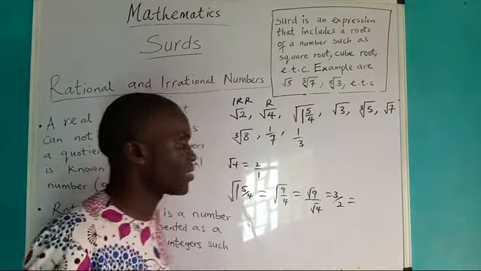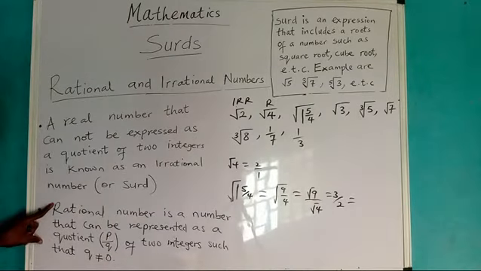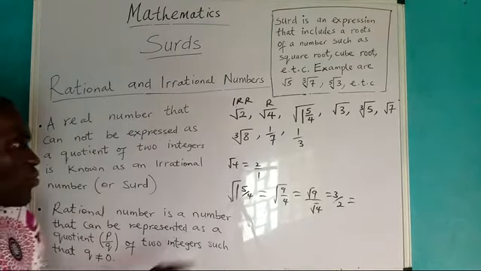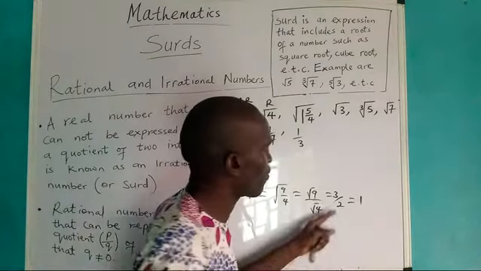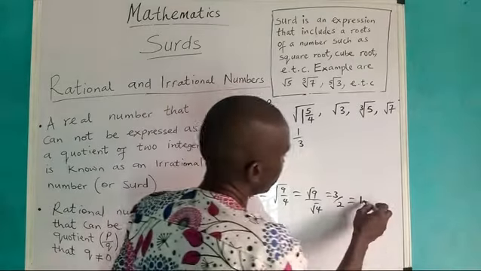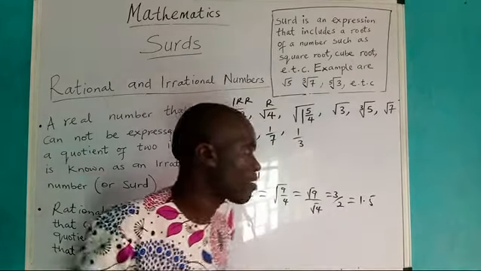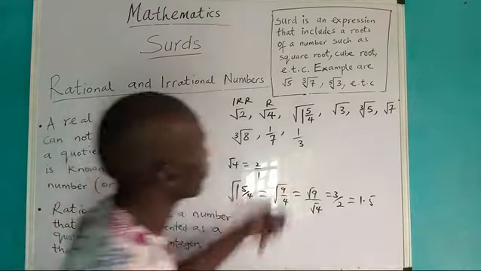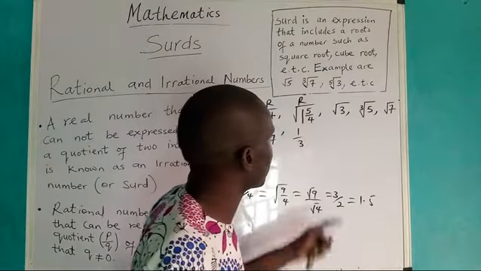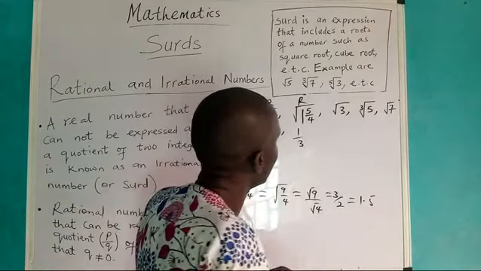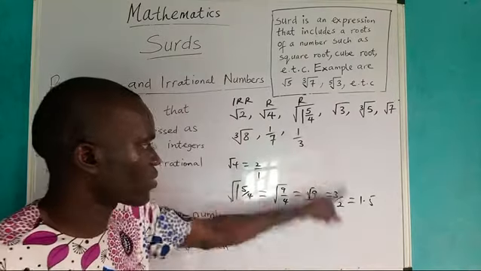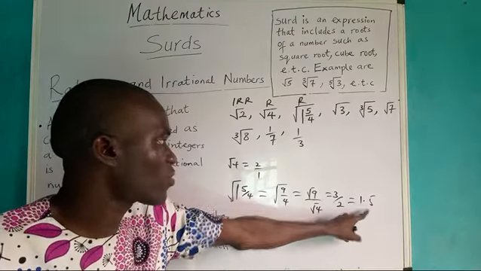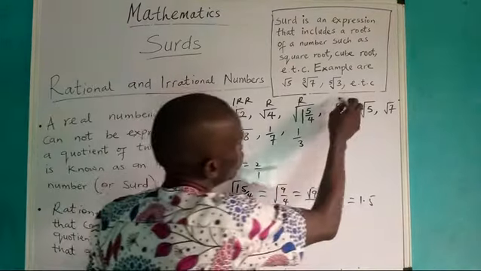We can as well put it as a decimal fraction. Remember, I told you that a rational number can be expressed as a decimal fraction, whether repeating or recurring. Let us see. For this one, 3 divided by 2 will be 1.5. This one is a decimal fraction. Can you see that this one is terminating? It is not recurring. Okay, now let's see the other one. This one is rational. It can be expressed as a fraction, and can as well be expressed as a decimal fraction without repeating or recurring.